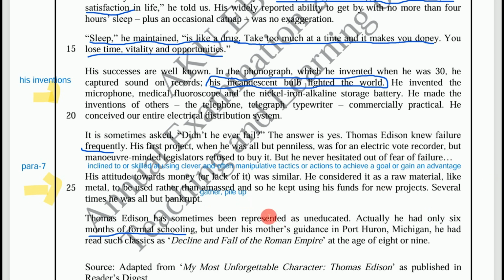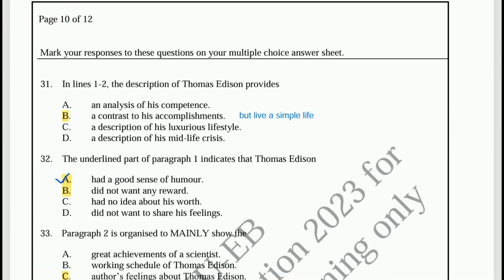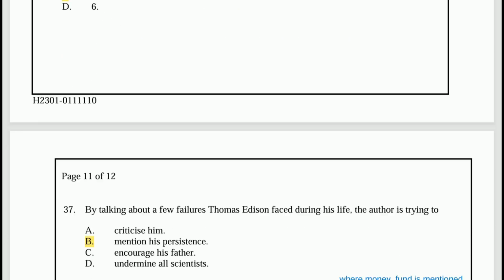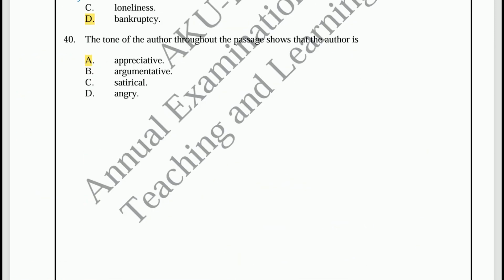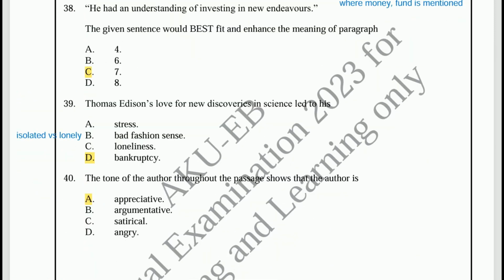And he also went bankrupt as well because of his poverty, not hoarding money, because money was not his motivation. So here I can guess that the best paragraph that would fit and enhance the meaning is paragraph 7. In paragraph 7, there is a mention of this investing money, etc. His attitude towards money. In paragraph 7, it is mentioned.